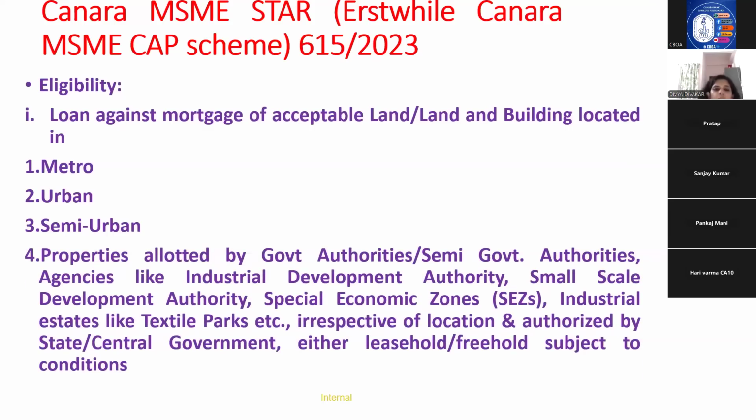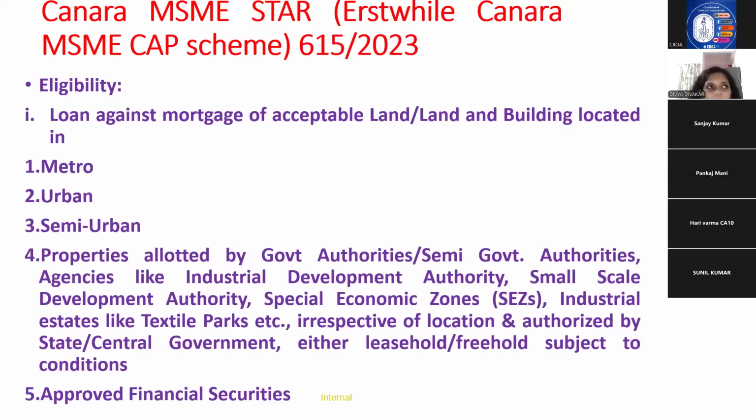Eligibility: loan against mortgage of accepted land or land and building located in metro, urban, semi-urban areas, properties allotted by government or semi-government authorities and agencies like Industrial Development Authority, Small Scale Development Authority, Special Economic Zones, industrial estates like textile parks, irrespective of location, and authorized by state or central government, either leasehold or freehold, subject to certain conditions. Approved financial securities.